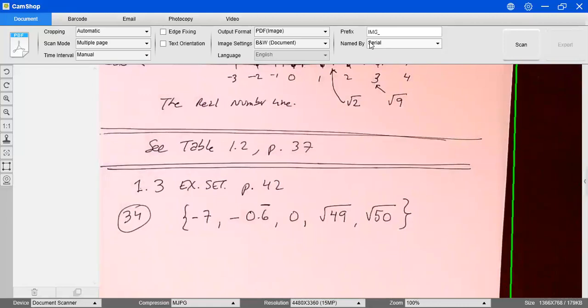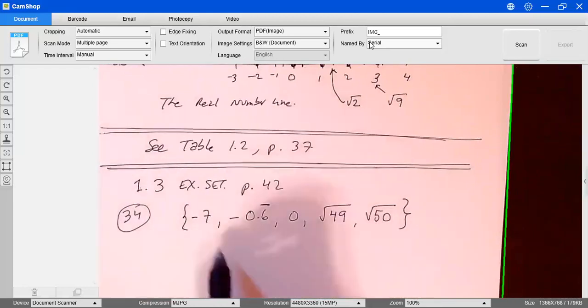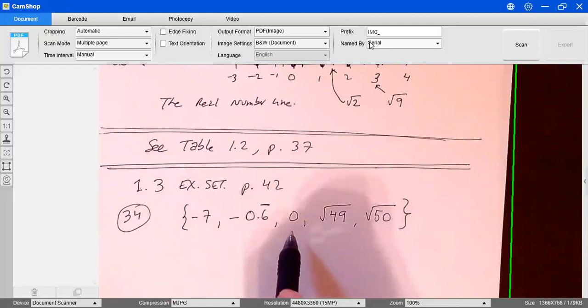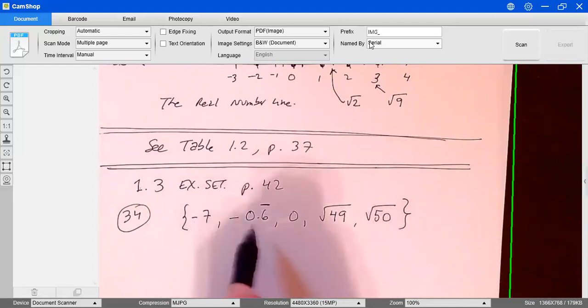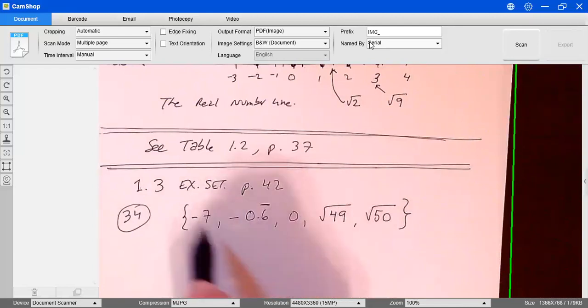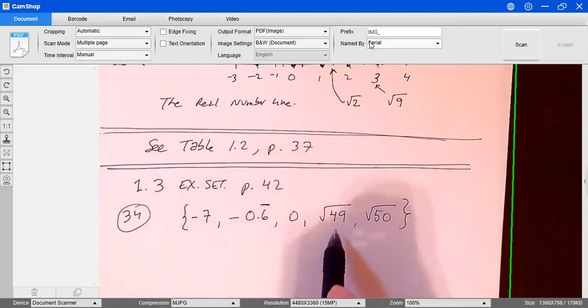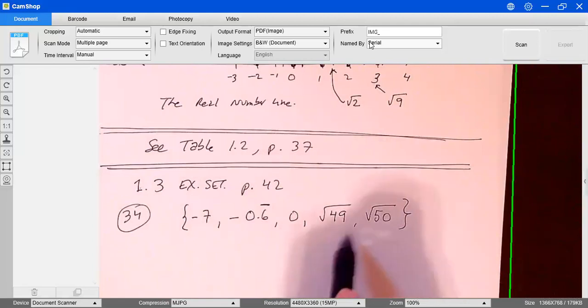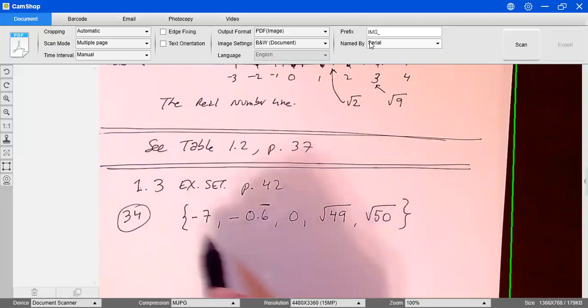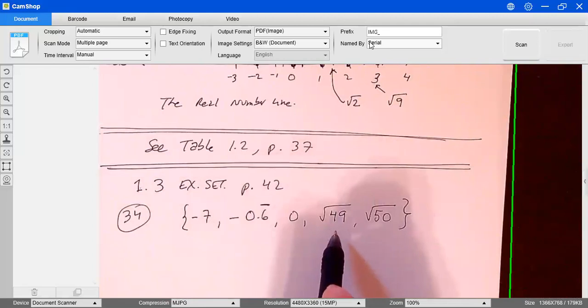So you're going to find in the first part the natural numbers. You're going to see and say, oh, is 0 a natural number? Is a negative number a natural number? No, these are not natural numbers. What about the square root of 49? The square root of 49 is 7. Is 7 a natural number? Oh, yes. Is the square root of 50 an integer? No. So the only natural number from this list is just 7.